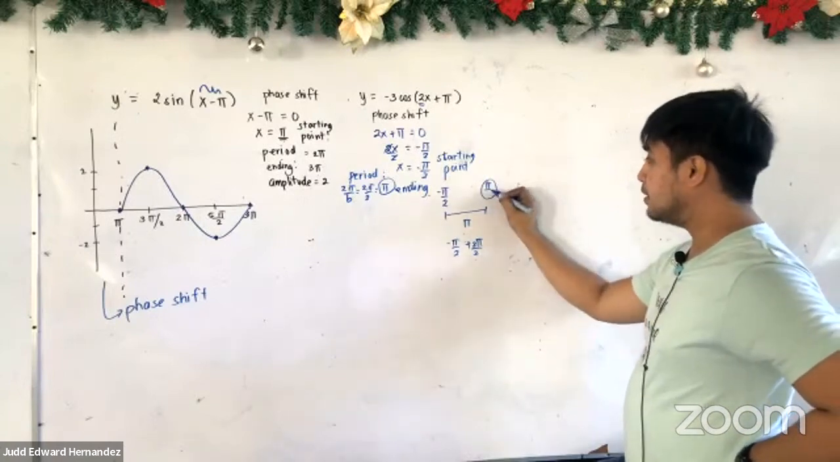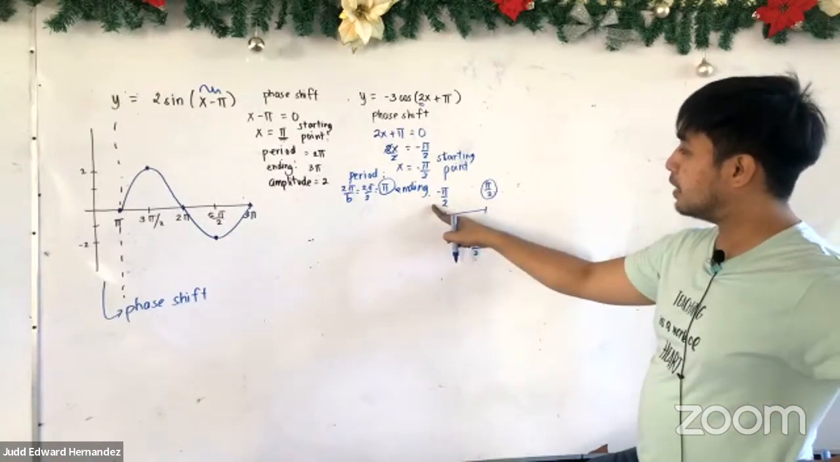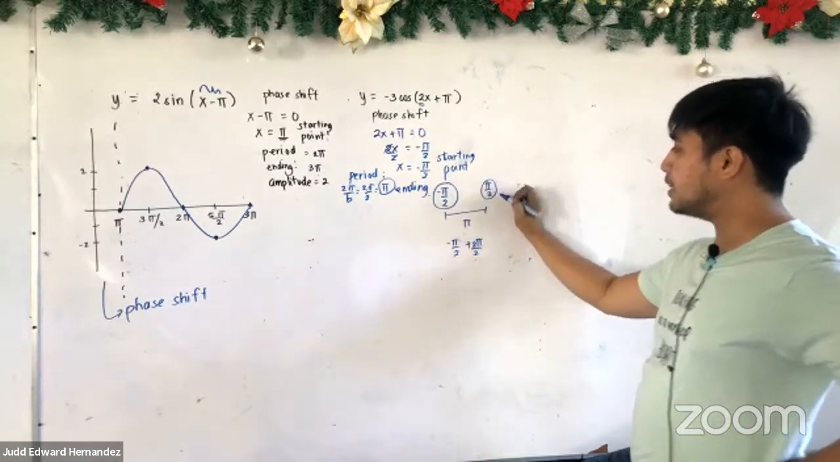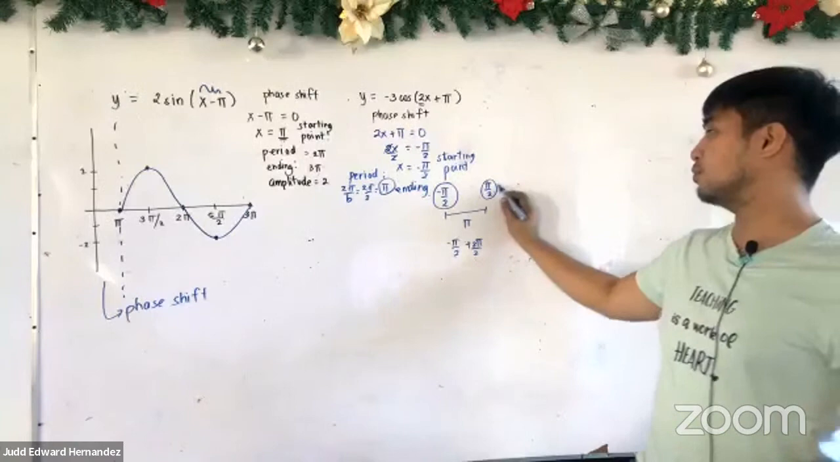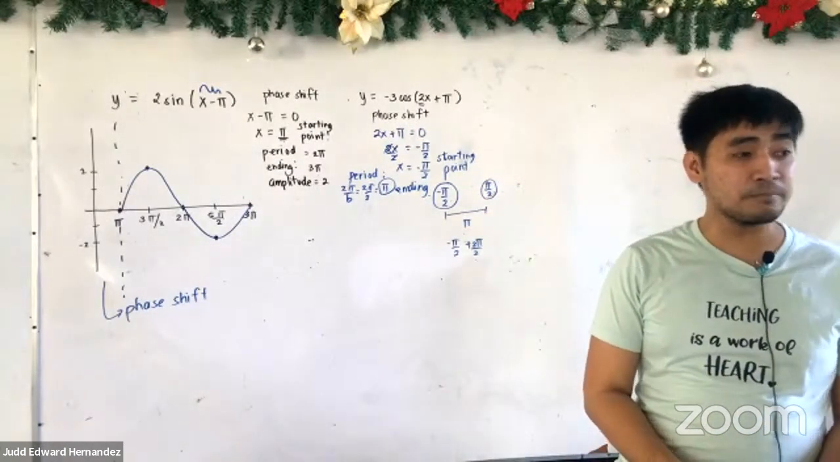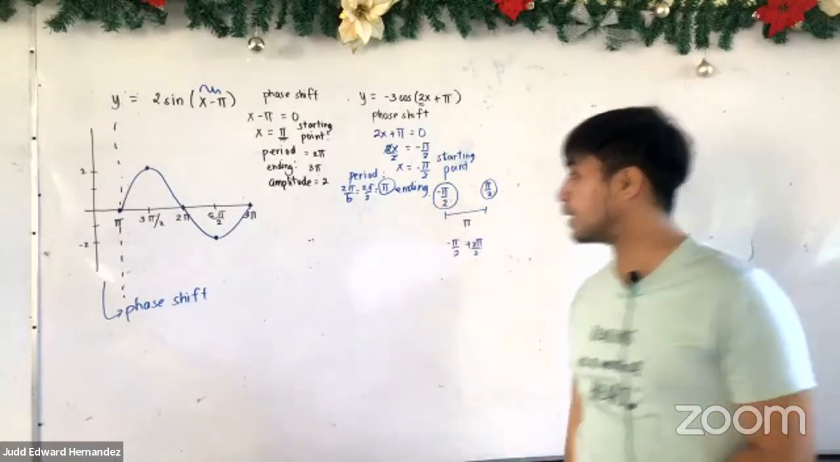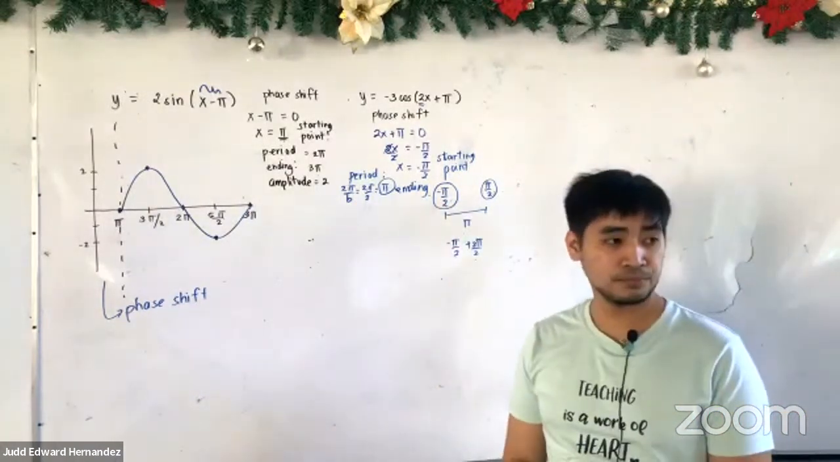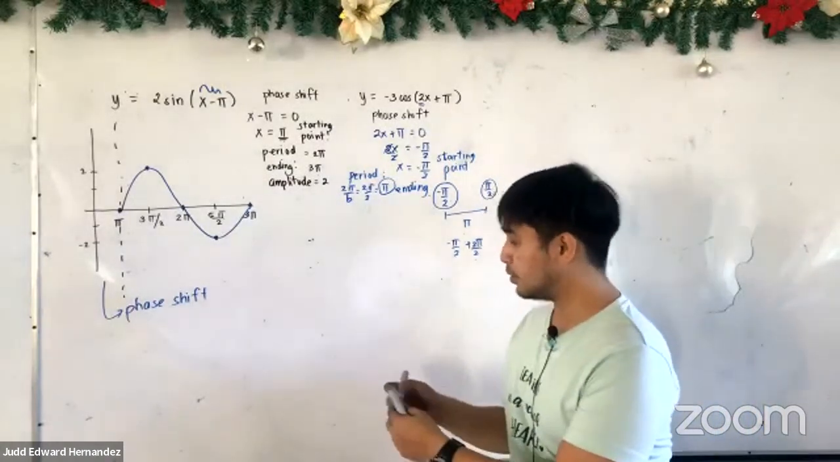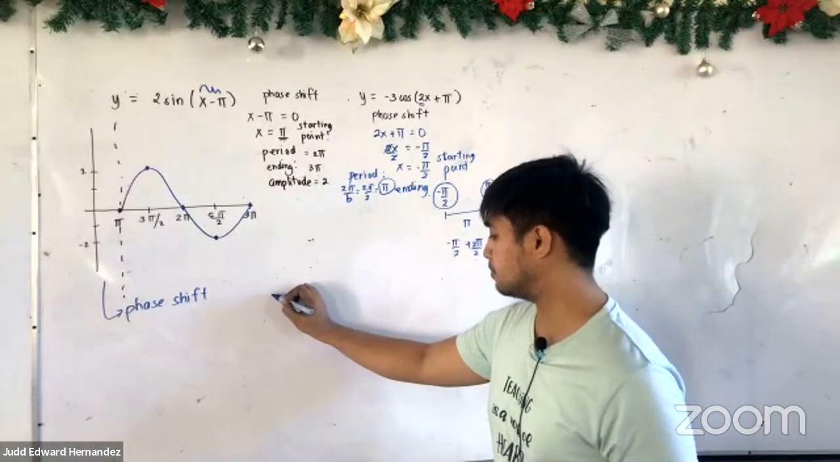Same denominator, therefore, the first point is negative pi over 2 and the ending point is pi over 2. This is the starting point and this is the final point. Are we clear kung bakit naging from negative pi over 2 to pi over 2? Yes or no? Gets po ba? Yes po. Okay, so gagawin natin siya.